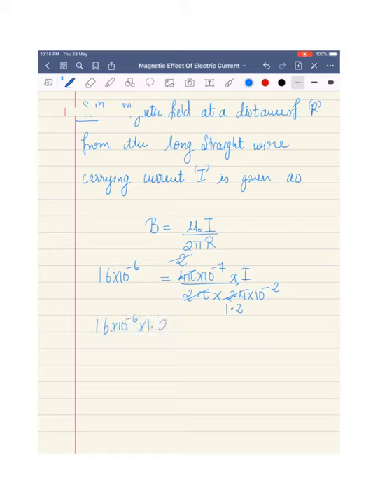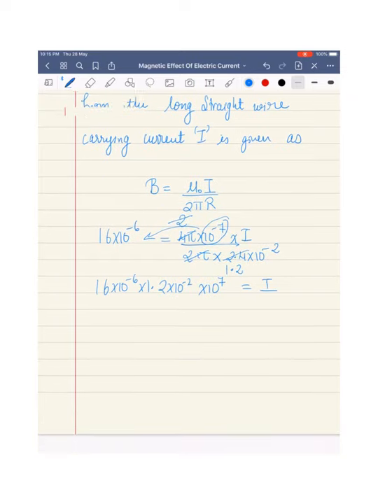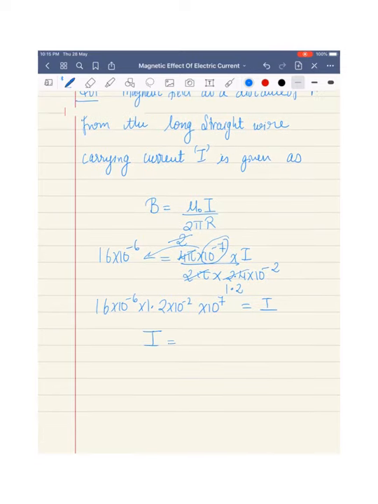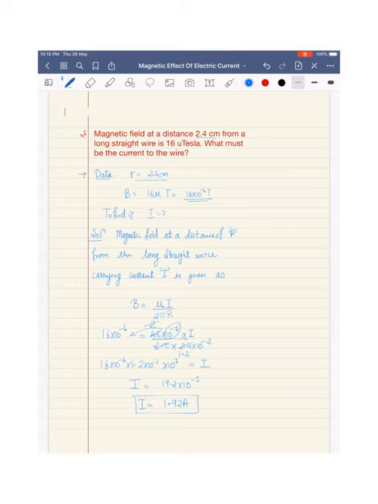So what you get is a 6. Now you shift the values over to the left hand side. So numerator becomes denominator and denominator becomes numerator. So the current is 16 into 1.2, that is 19.2 into 10 raised to minus 1, so 1.92 ampere. That is the current through the straight wire carrying current.